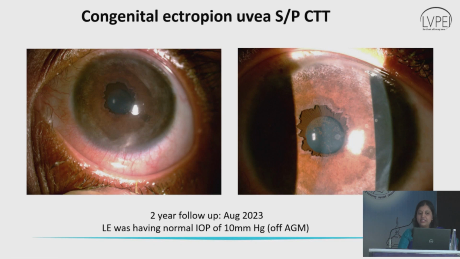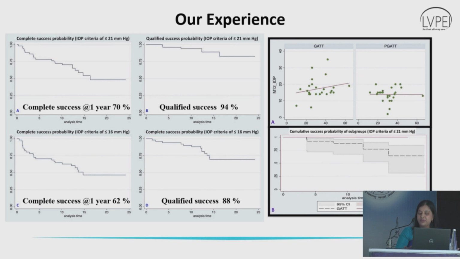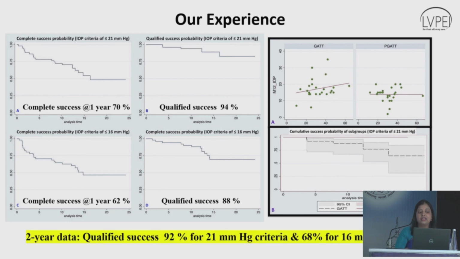That patient with CTT and PCG, ectropion uveae, is doing well. A POAG patient after trab is doing well with phaco-GAT. So our experience at 1 year: complete success for 21 millimeters mercury is 70% and qualified is 94%. And if it is the 16 millimeters mercury criterion, it's 62% and 88%, which are similar at 2 years also.